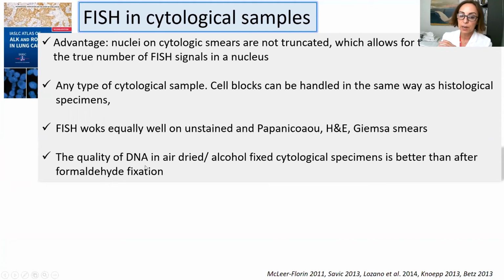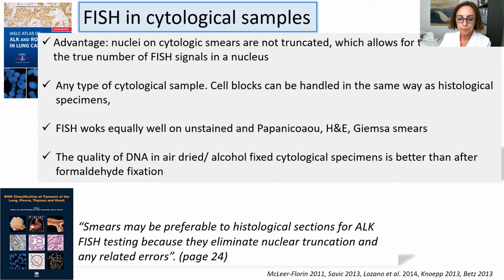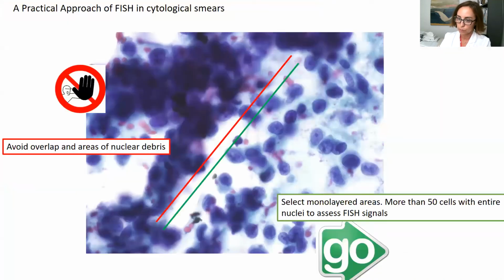And this is a reality: the quality of DNA in an air-dried or alcohol-fixed cytological specimen is better than after formaldehyde fixation, and the hybridization is better. If you go to this book and go to page 24, you can read this: smears may be preferable to histological sections for FISH testing because they eliminate nuclear truncation and any related errors. So, page 24 of the WHO book.